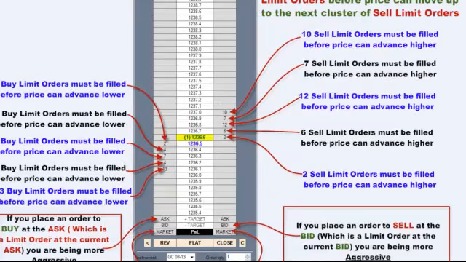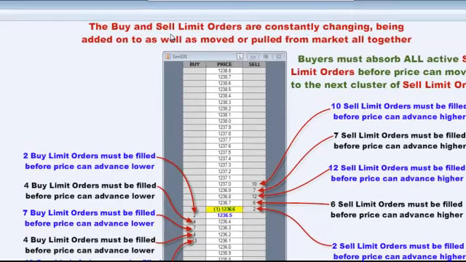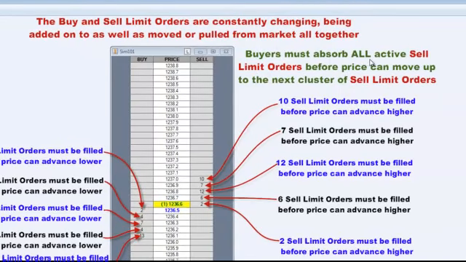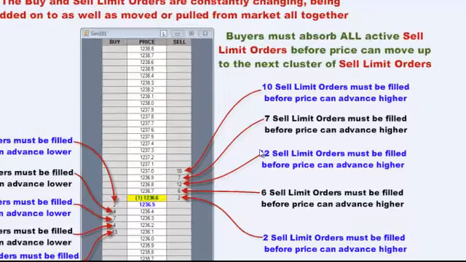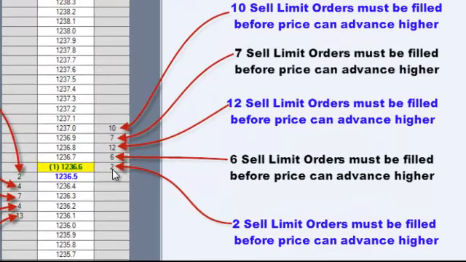Buy and sell limit orders are constantly changing, being added on as well as moved or pulled from the market altogether. Buyers must absorb all active sell limit orders before price can move up to the next cluster of sell limit orders. Now, this is the depth of the market. I look at this, and it's constantly changing and flashing in front of me at all times.